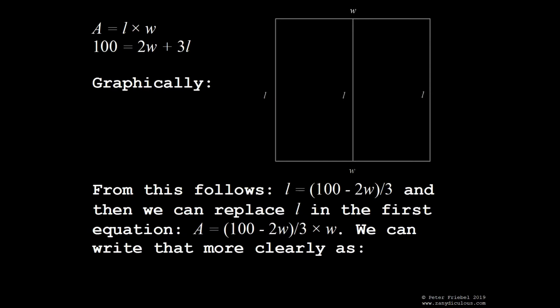From this follows that L is (100 minus 2W) divided by 3. And then we can replace L in the first equation and we get area expressed only in W. And that's this equation here. We can write that more clearly as follows. A is 100 divided by 3 times W minus 2/3 W squared. Pause the video if you need to do some algebra to see how this works, but it is pretty simple this.